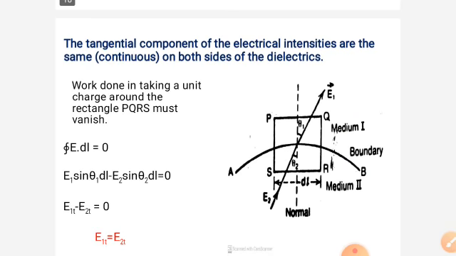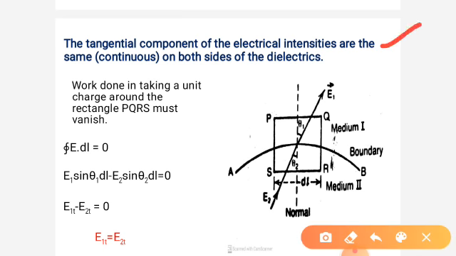And the second boundary condition is that the tangential component of electric intensities are the same on both sides of the dielectrics, that is, continuous on both sides of the dielectrics. For that we consider a rectangle PQRS. So the work done in taking a unit positive charge around this becomes 0. So total work done is 0. So integral E bar dot dl bar is 0.